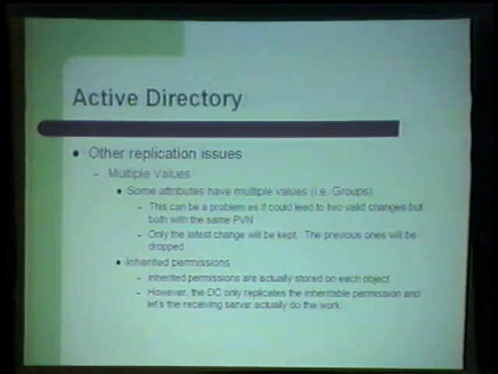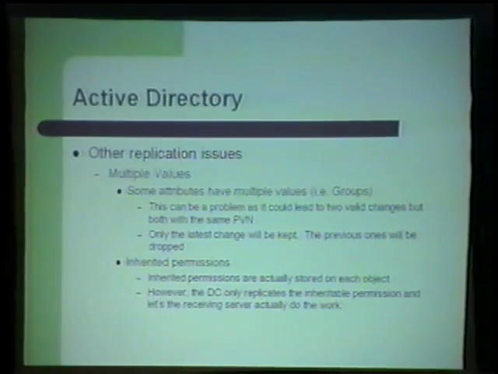Okay, so there are other problems that derive from replication. Some attributes have multiple values. For instance, a group: the attribute is users, and its value is user 1, user 2, user 3. So what happens when you add a user to one group? Let's say you add a user on one controller and somebody else adds a user on another controller. Two different users added to the same group.